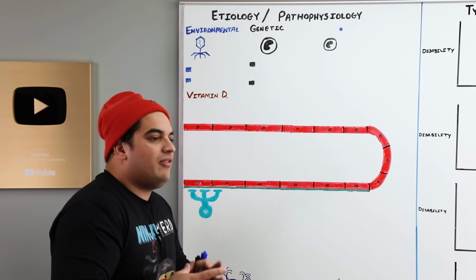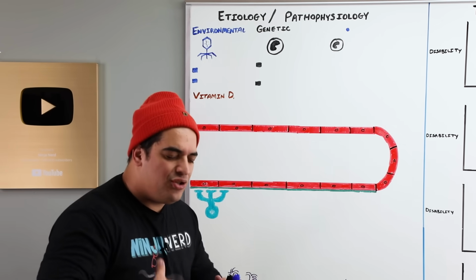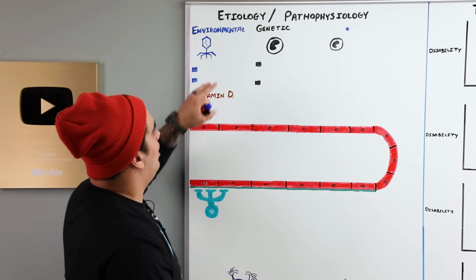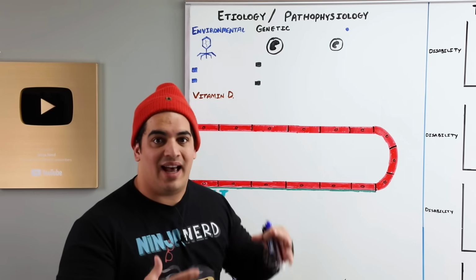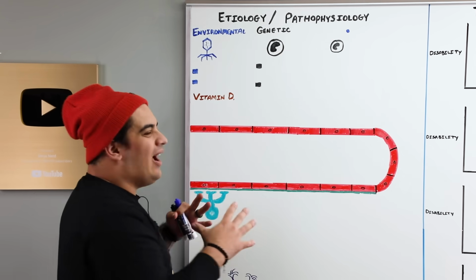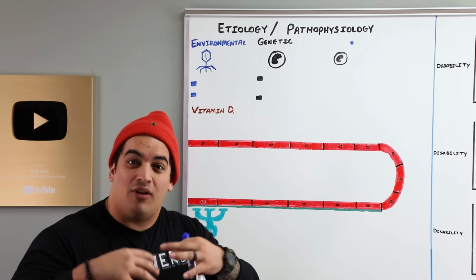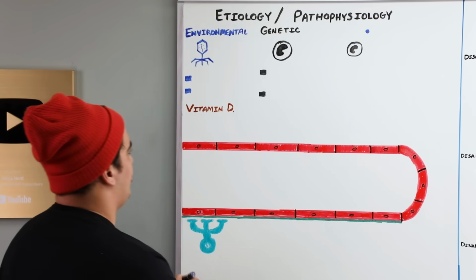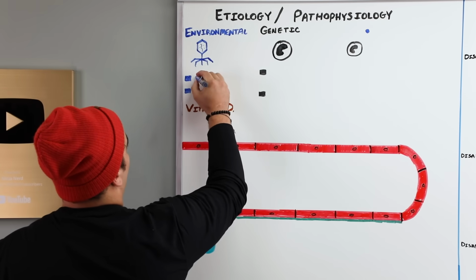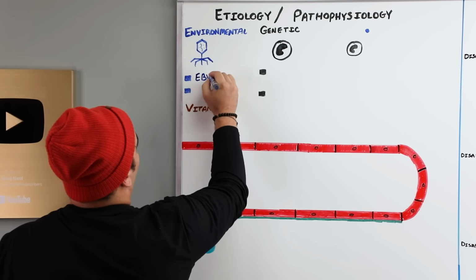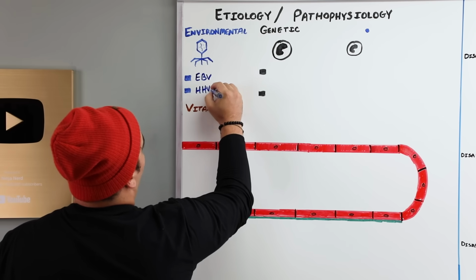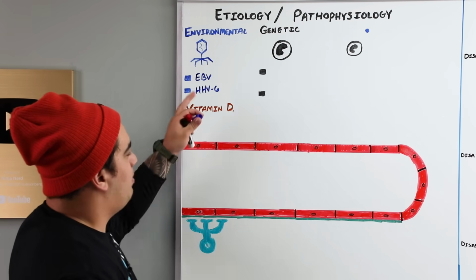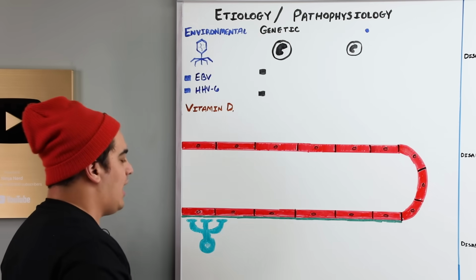Now, things that we've traced back as potential etiological factors come down to environmental and genetic types of things. So environmental, these primarily involve infections. So was there some viral infection in their history? And the two viruses that I want you guys to remember are Epstein-Barr virus and human herpes virus type 6. I'll explain what their relationship will be in a second.